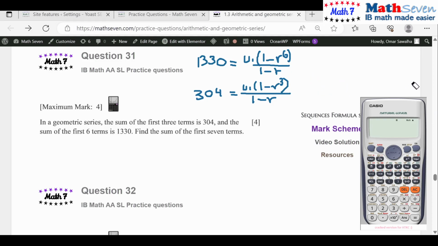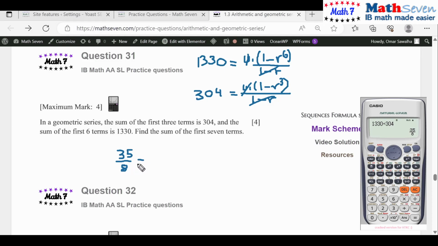Look what happens when you divide. First of all, u1 and u1 cancel out, and 1 minus r and 1 minus r cancel out. So you have 1330 over 304. Let's grab the calculator and see what we get. 1330 over 304, you get 35 over 8.